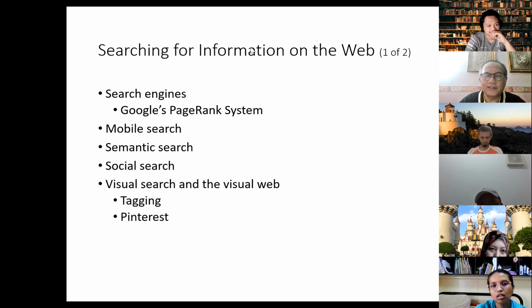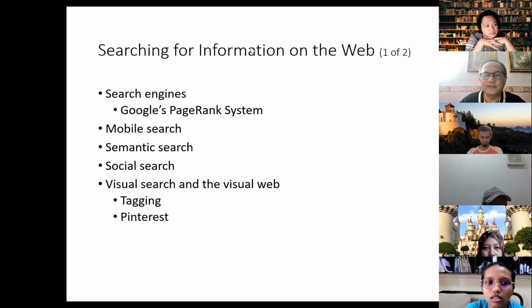Okay, on search engine. Does the search engine search the web? What does the search engine actually search?